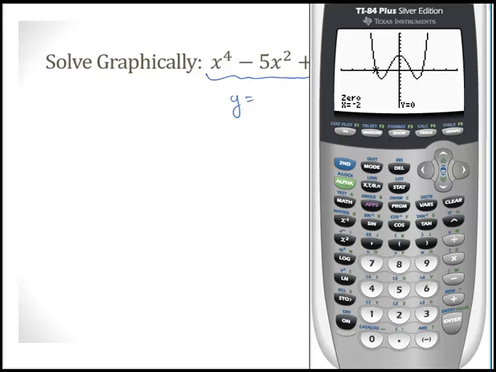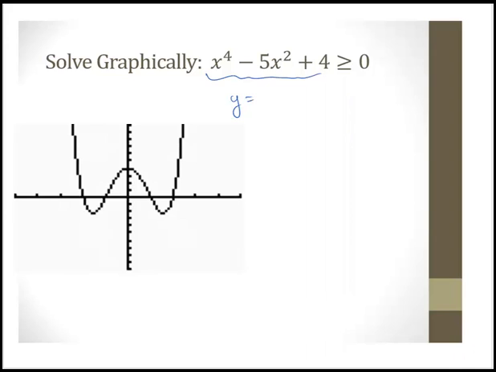Let me just trace and check. So let me trace -1. So y equals 0, -1 is a 0. Let me trace 1. 1 is a 0, and let me trace 2, and 2 is a 0. Alright, so there's that graph, and again, we have zeros at -2, -1, 1, and 2.